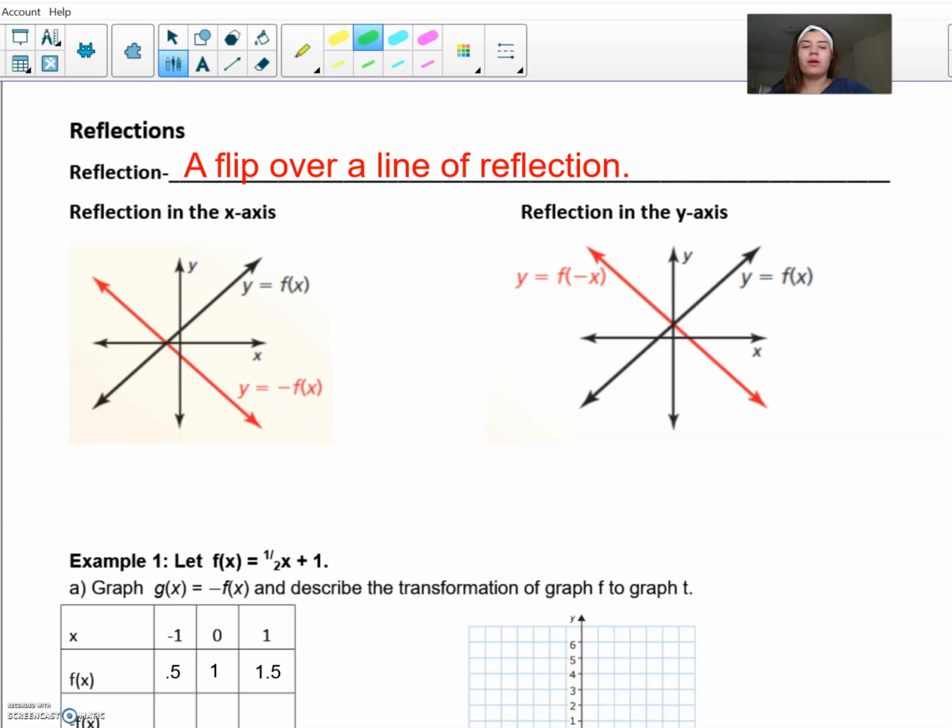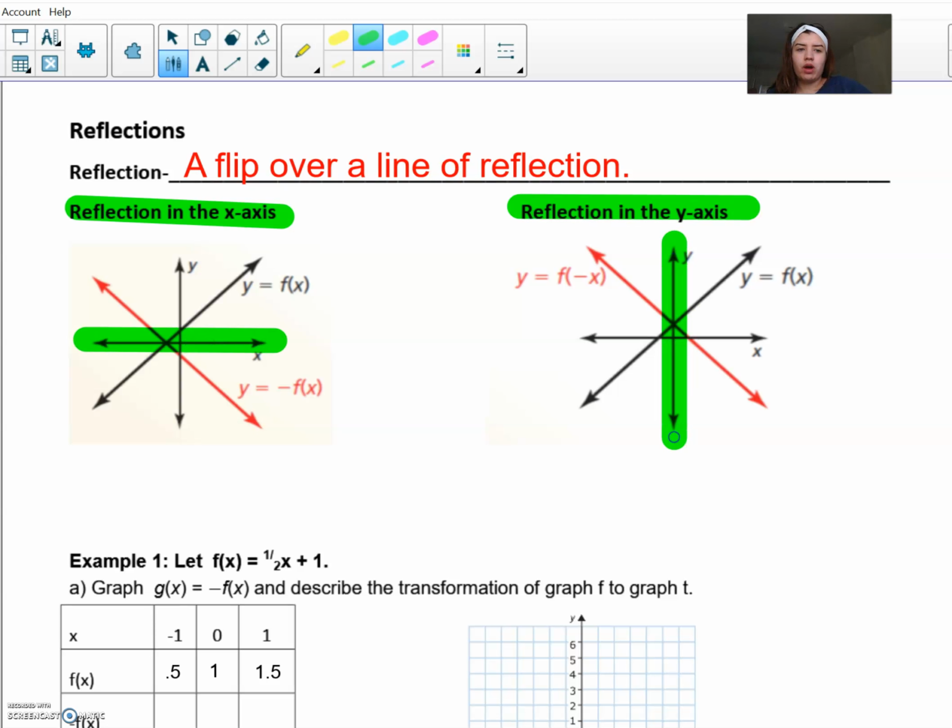Okay, so this is our second video for transformations. So we are on to translations. And I'm telling you, by the fourth video, this will get easier. You kind of pick and choose what you do. But for now, we have a reflection or a flip over the x or y axis. So we have the x or the y.